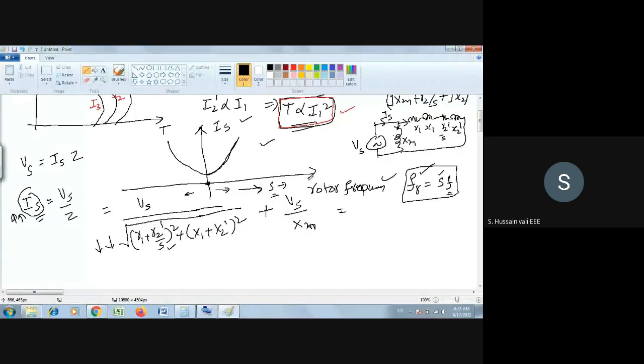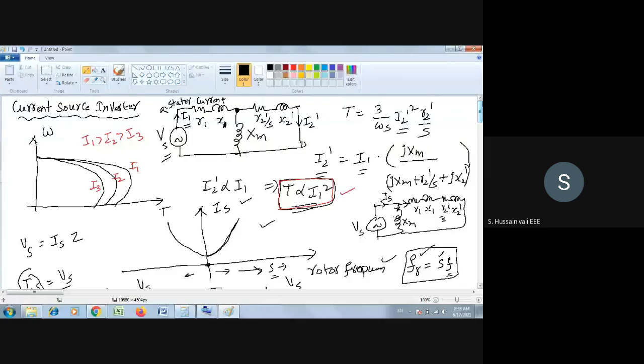This may be useful somewhere else. Now this is the relationship between stator current and how it affects the torque and speed. So what we can conclude is that by changing the stator current, we can control the induction motor, that is, the speed and torque. That is the conclusion from this explanation.